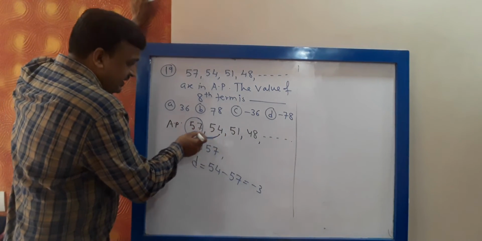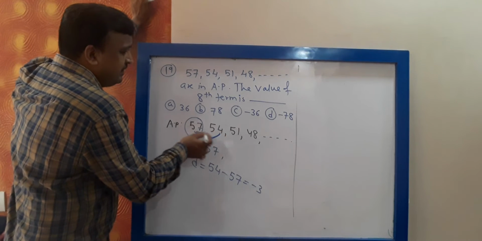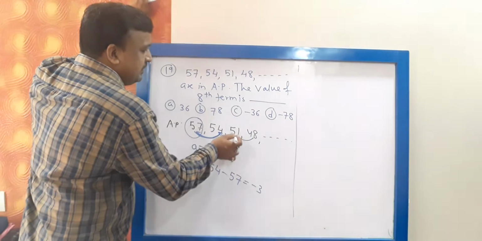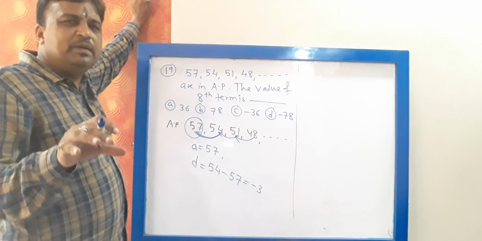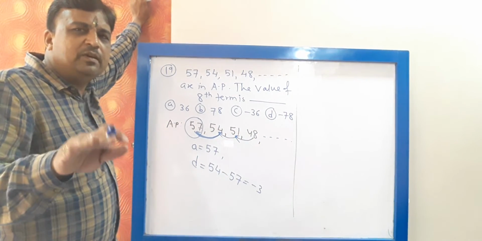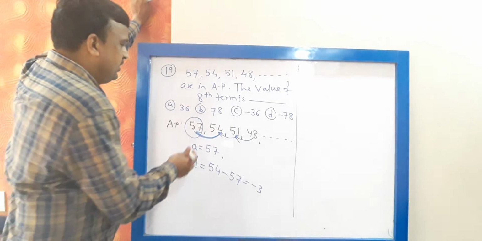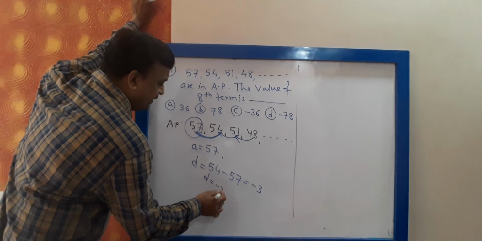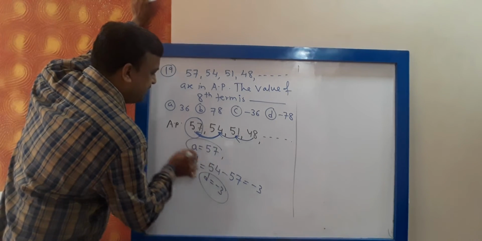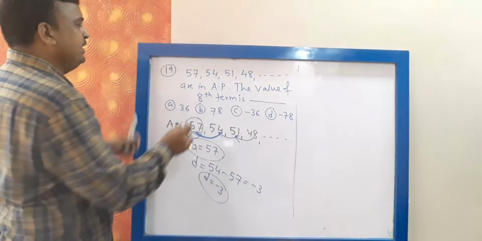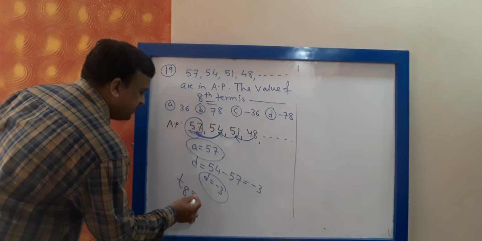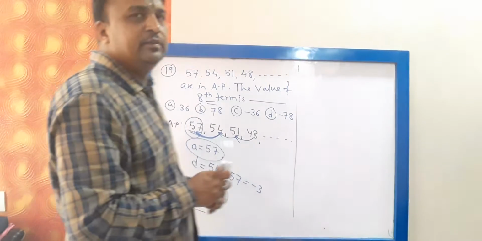The common difference D is next term minus previous term. 51 minus 54 is minus 3. 48 minus 51 is minus 3. And this common difference D must remain the same because it is the given AP. So the common difference D is minus 3 and A, the first term, is 57. What is asked? Find the 8th term. Means you have to find T8.